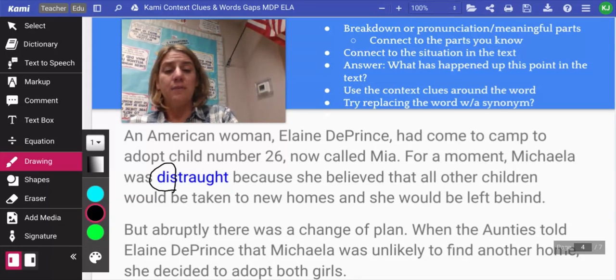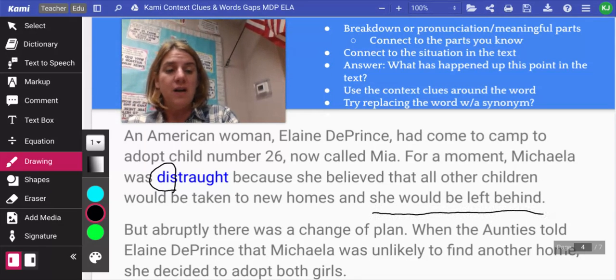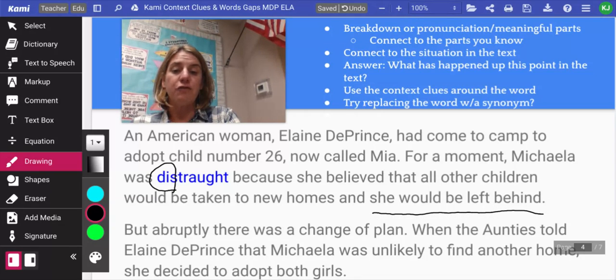Oh, that clue pops right out to me. She's afraid she'll be left behind. So let me see if that makes sense. Michaela was afraid because she believed that all the other children would be taken away. Well, I don't know if that fits with not or against. So maybe distraught means extremely upset, against feeling normal.